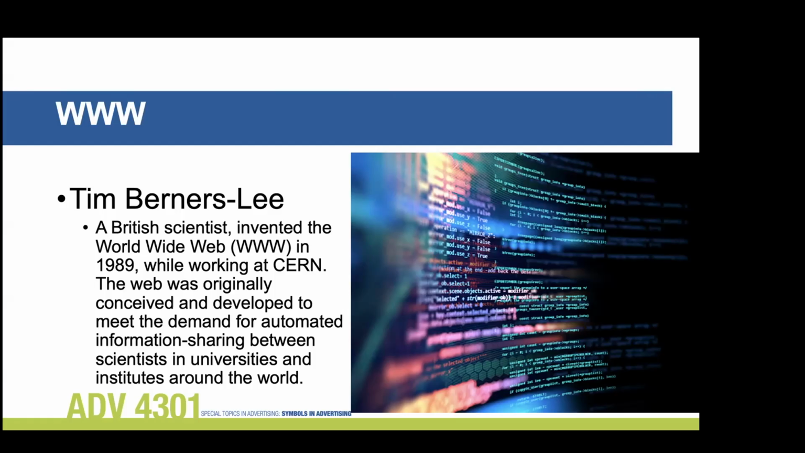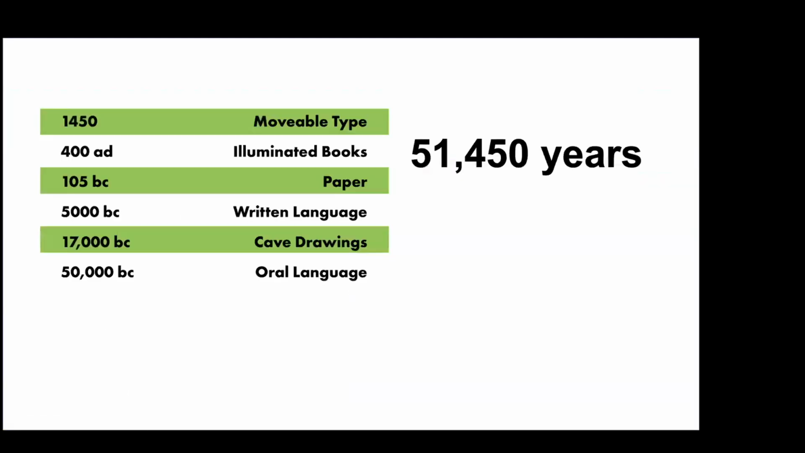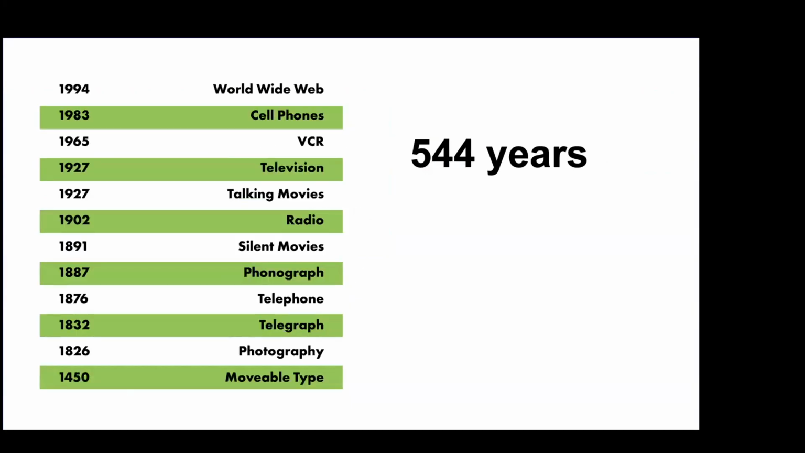So I want you to remember something. It took 51,450 years to go from oral language to movable type. That is a long time. And then it took from 1450 when we got movable type to when we got the internet. That's 544 years. That's still an awfully, awfully long time, even though it's so much shorter than that first part of the timeline. But look how much it shrunk.